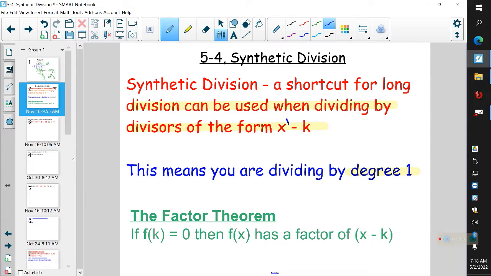Okay? Now the factor theorem says this. If f of k is equal to 0, then f of x has a factor of x minus k. Meaning if your remainder is equal to 0, then you are a factor.